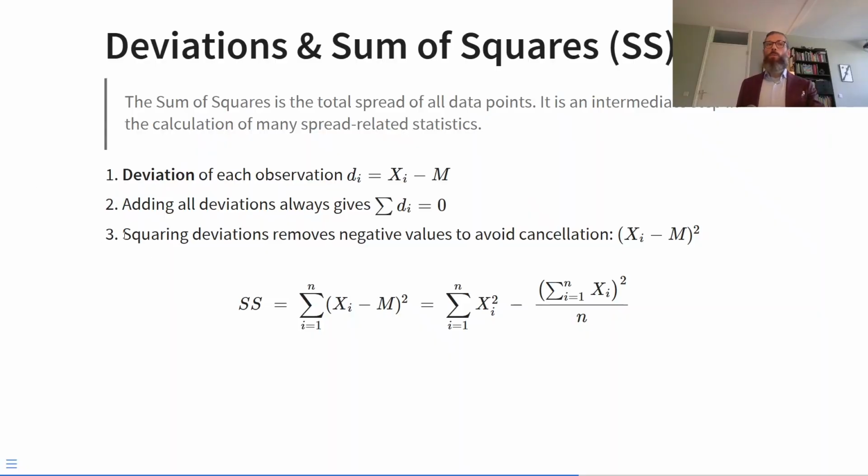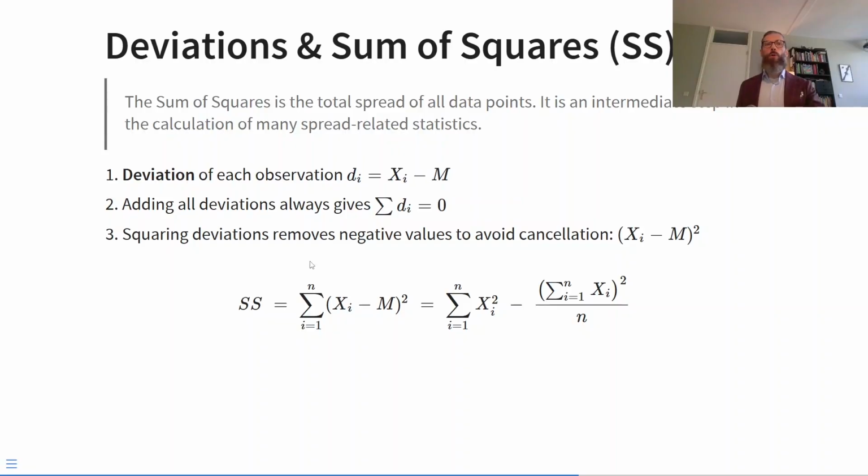To avoid this problem, we square the deviations. This removes negative values and allows us to add up all of the deviations, whether they be positive or negative. So we do x sub i, the individual scores, minus the mean, squared. And then we add the sum across our entire sample of those individual squared deviations. And that gives us what is called the sum of squares.